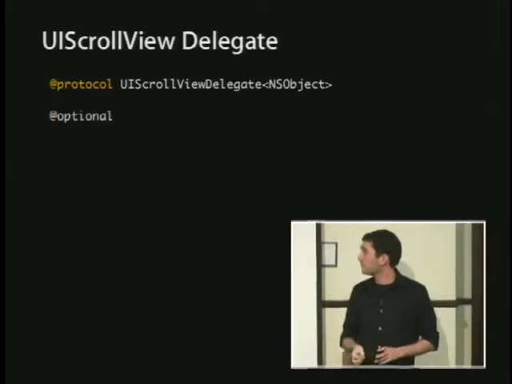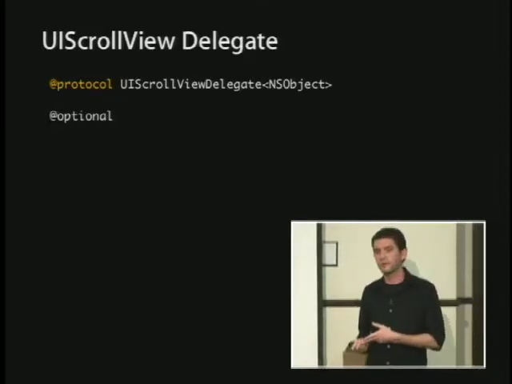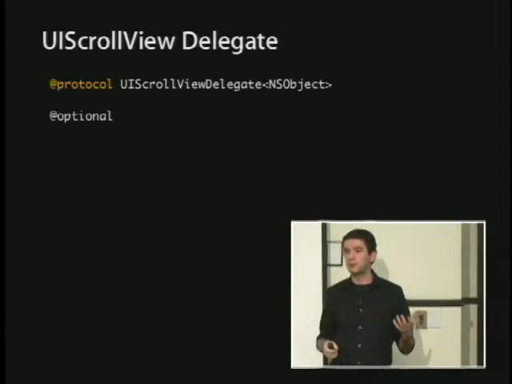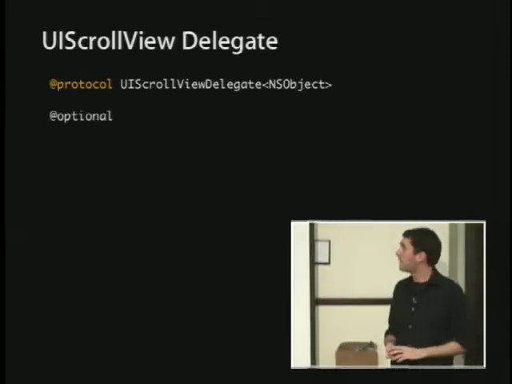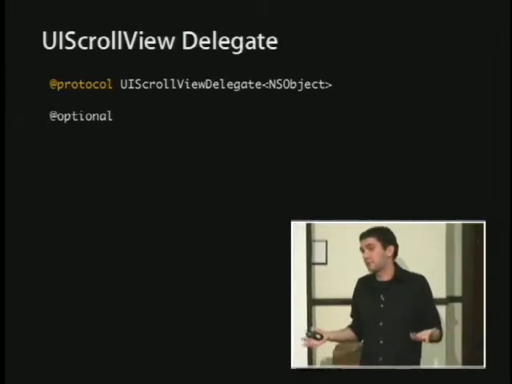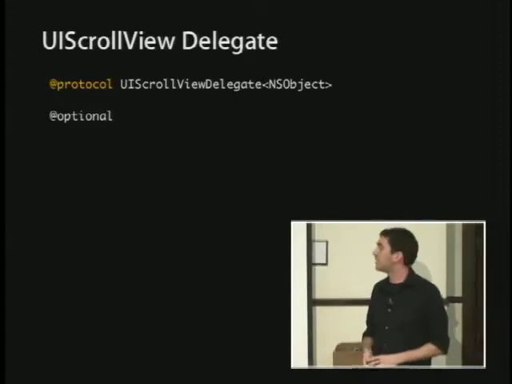You can have methods in your protocol that are either optional or required, and the compiler will actually warn you if you claim that you conform to a protocol but don't implement all of its required methods. Optional methods it won't warn you about because they're optional, so you may or may not implement them. It's kind of up to you, but you do have to implement any required methods.